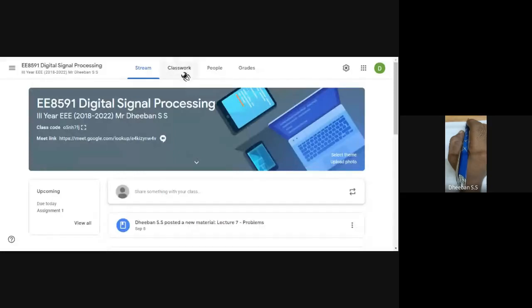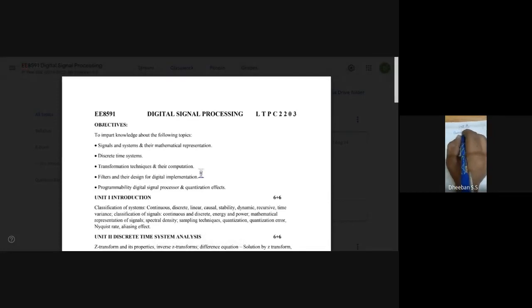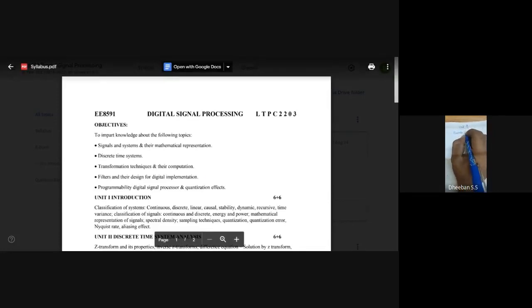Unit 2 is discrete time system analysis. So this is what your unit 2 is. Okay. So unit 2 corresponds to discrete time system analysis.